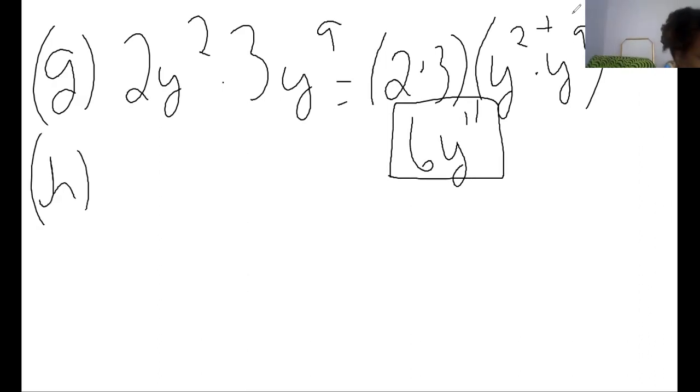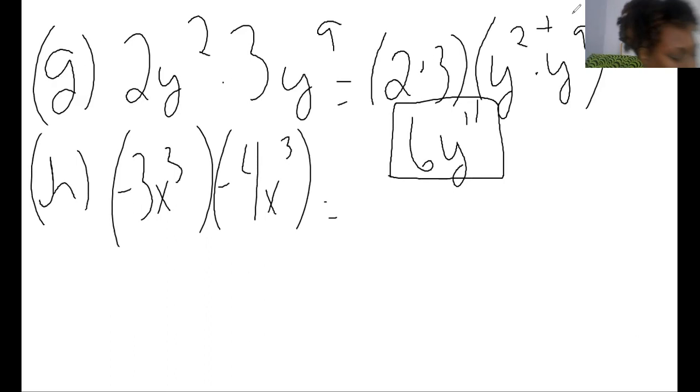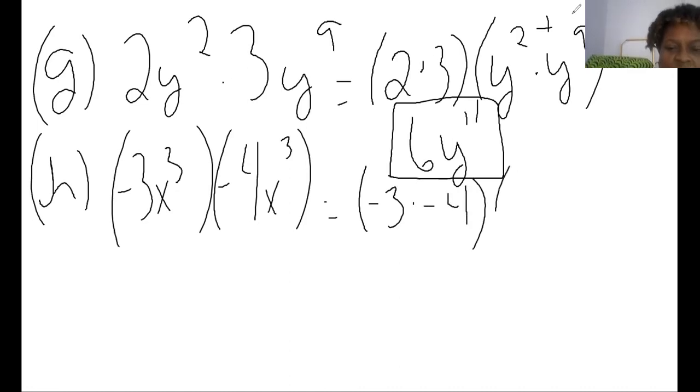Model H, negative 3x cubed times negative 4x cubed. Once again, we will demonstrate the same process. So what will we apply number-wise? The integers negative 3 times negative 4. And here I will show the variables of x cubed times x cubed.